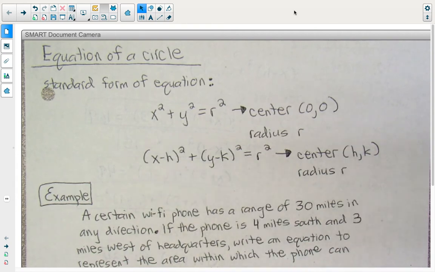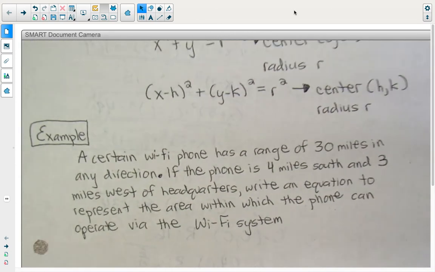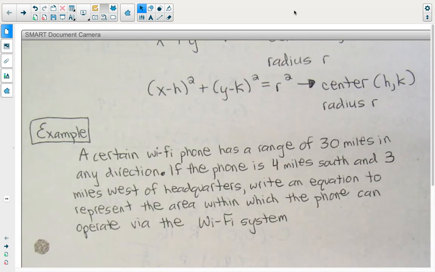So let's start with a little mini word problem, not too bad. A certain Wi-Fi phone has a range of 30 miles in any direction. If the phone is 4 miles south and 3 miles west of headquarters, write an equation to represent the area within which the phone can operate via the Wi-Fi system.